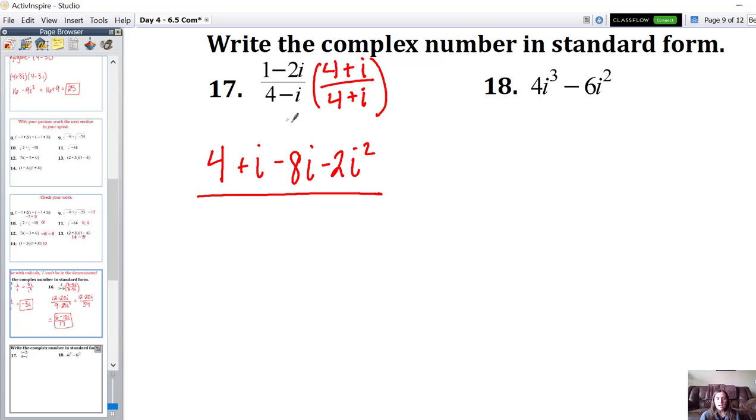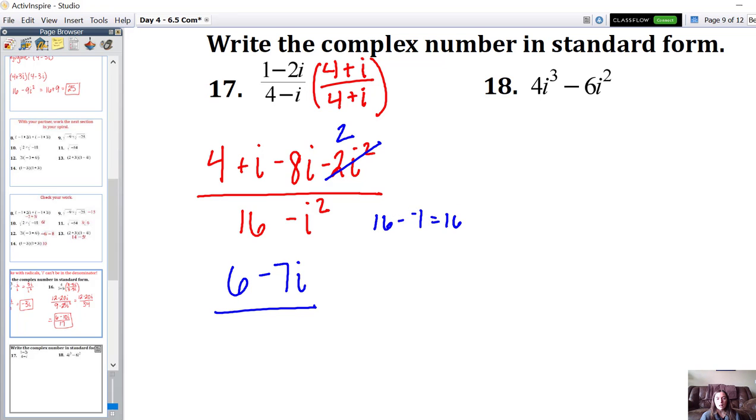Over, now I only care about first and last. 4 times 4 is 16. Negative i times i is negative i squared. Now we know that negative 2 times i squared is positive 2. So now we have 4 plus 2, which is 6. Then minus 7i over 16 minus negative 1, which is 16 plus 1, so we're over 17. This one is in standard form, or you could rewrite it as 2 separate fractions. Either one is fine. But I'm going to leave it like this.